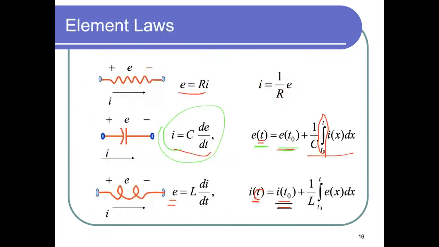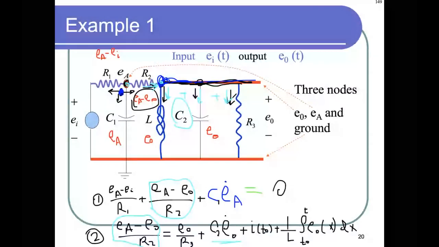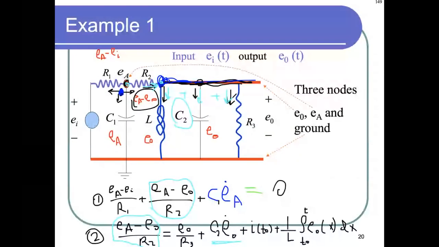Why? If I go to the element laws here, this is the current formula. If I have a capacitor, the current is simply the capacitance multiplied by the derivative of the voltage across the capacitor. Also, if I have an inductor, the current through it is simply the initial current plus 1 over L integral of the voltage. If we use these two formulas, then this is the current through the capacitor, and then we have the current through the inductor, which is the current at time t0 plus 1 over L, the integral from t0 to t, E naught of x dx.